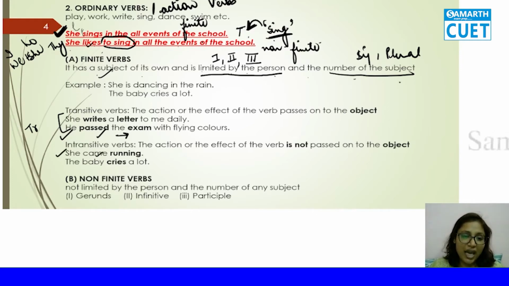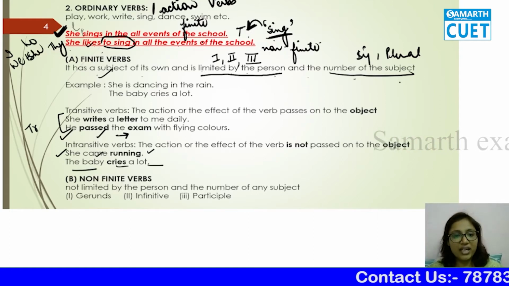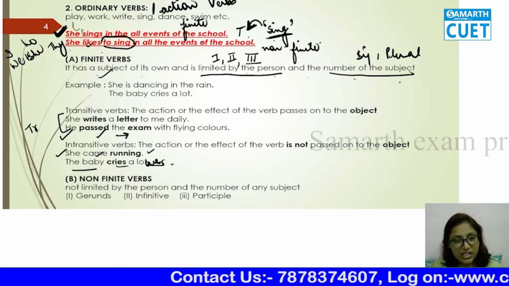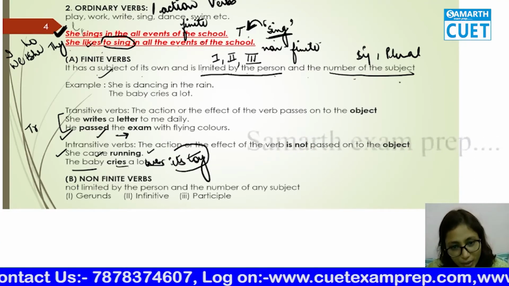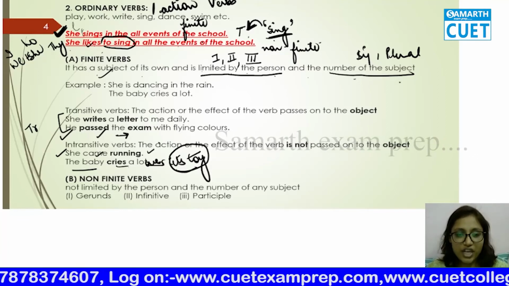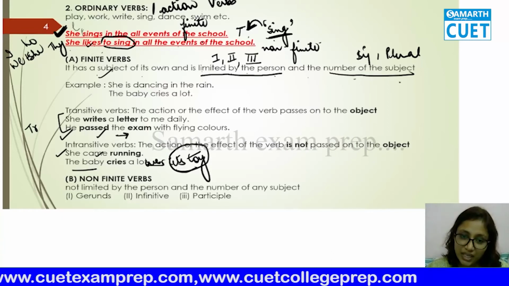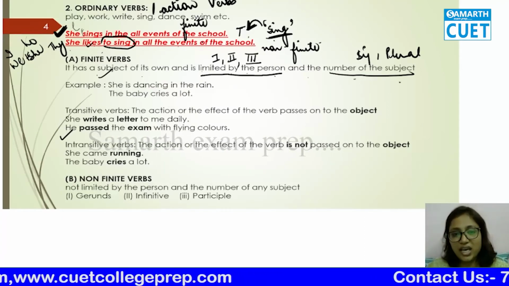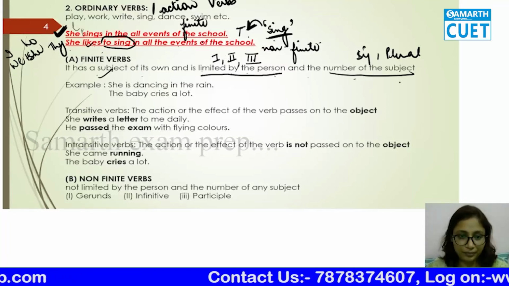She came running. The baby cries a lot. बेबी रोता है, कोई ऑब्जेक्ट नहीं है. The baby cries over its toy a lot. If I put this object here, it will become intransitive. Got it? जब ऑब्जेक्ट नहीं है, एक्शन ऑब्जेक्ट पे नहीं जा रहा, it is intransitive. When object है, एक्शन ऑब्जेक्ट पे पास हो रहा है, it is transitive.